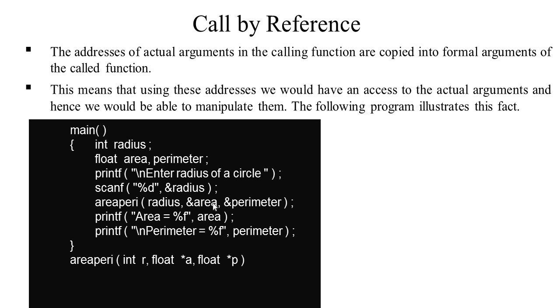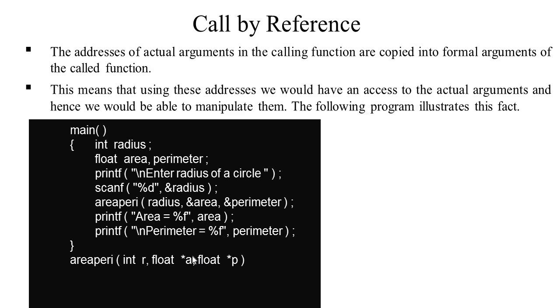But this last variable, it is the address of area. Address of area, and over here you can see it's not a normal formal argument like float a. It is not like that, it is float asterisk a. So this asterisk represents a reference. So what does it mean?